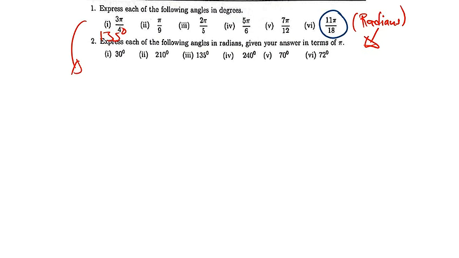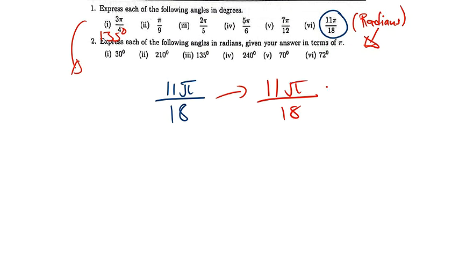You can go to 11 pi over 18. Feel free to pause the video and try out this one, convert it to degrees. Basically that gives us 11 pi over 18 multiplied by 180 over pi, so pi on the bottom and 180 on top. 18 here it's 1, 18 there it's 1, so we have 11 multiplied by 10, which is 110 degrees.